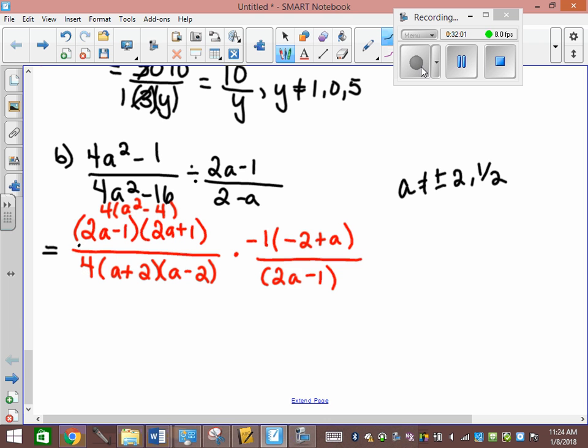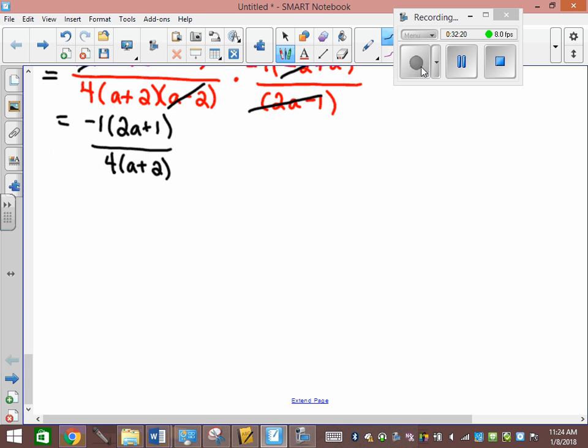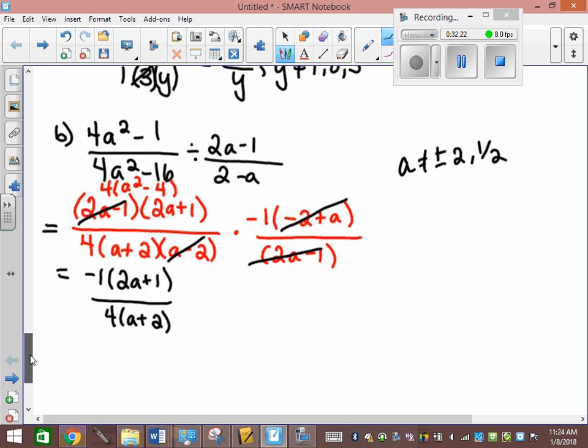Now, 2a minus 1 and 2a minus 1 cancel. A minus 2 and negative 2 plus a are the same. They cancel. And on the top, I'm left with negative 1, 2a plus 1 over 4a plus 2. Now, what if they asked for the solution like this? So please pay attention. What if they asked for the solution like this?